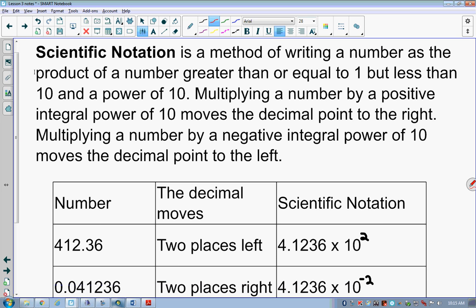Scientific notation. How many of us in here are familiar? We know what the term is. Great. It's a method for writing really, really big and really, really small numbers. Multiplying a number by a positive integral power of 10 moves the decimal point to the right. Multiplying a number by a negative integral power of 10 moves the decimal point to the left. And we've got an example of some of this down here.